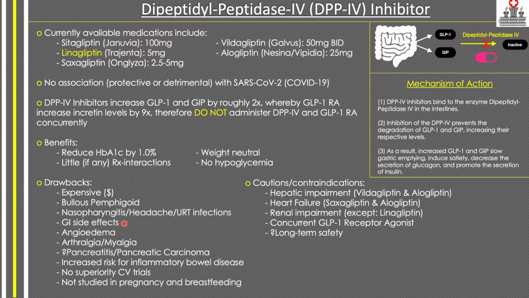As with this medication increasing gut hormones, there's many GI side effects such as nausea, vomiting, diarrhea, or even constipation, and patients should be made aware this is likely transient and will improve as they keep taking the medication.